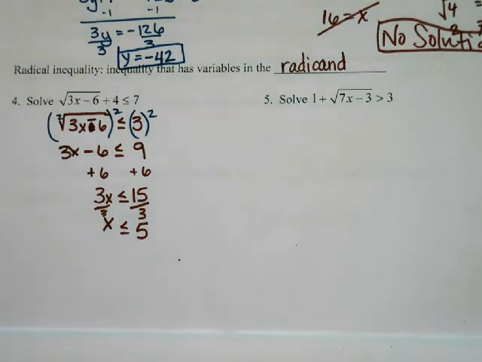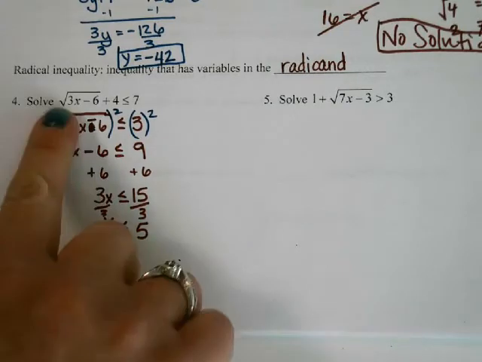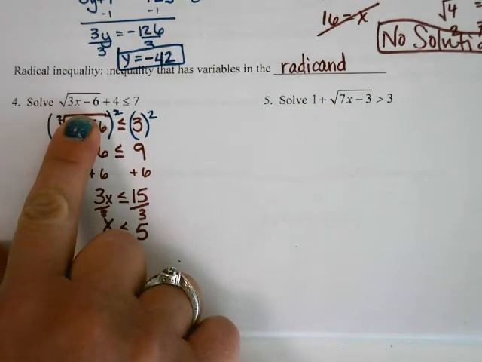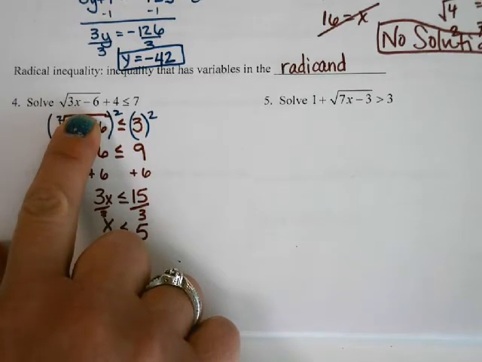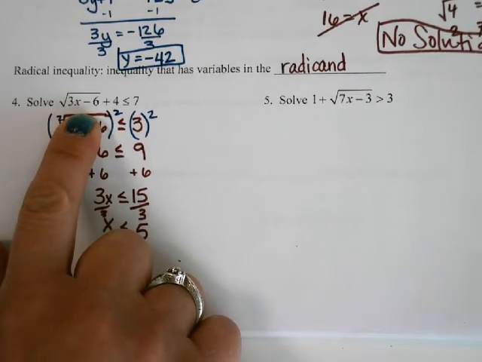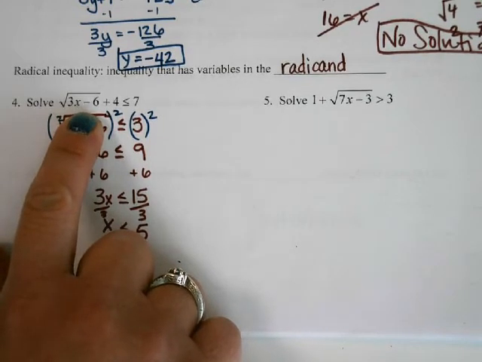What are some numbers that are smaller than 5? 4, right? 0. What about like negative 100? Is that smaller than 5? Yeah, but let's think about what happens. What if I plug negative 100 into this guy? Well, that would be negative 306. Can I take the square root of negative 306? Not yet. Tomorrow we'll be able to, but not today. So I can't take the square root of negative 306. In fact, I can't even take the square root of anything that's negative.